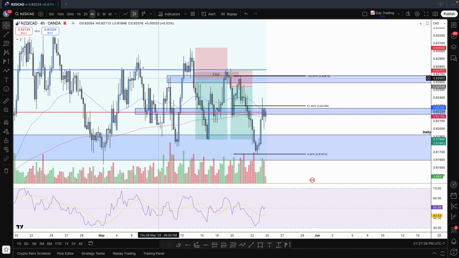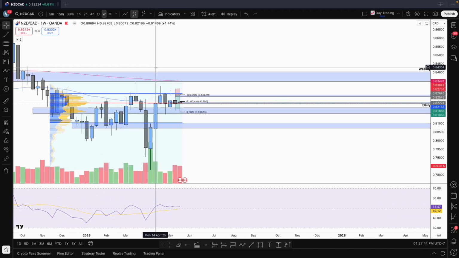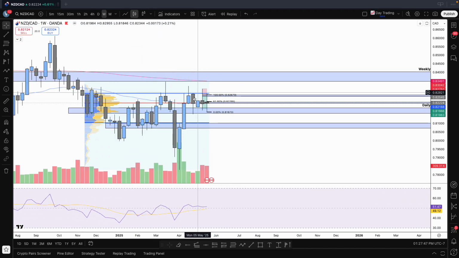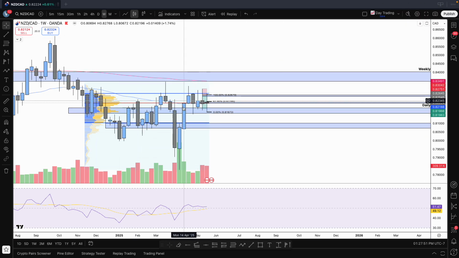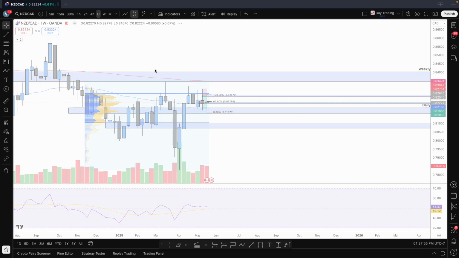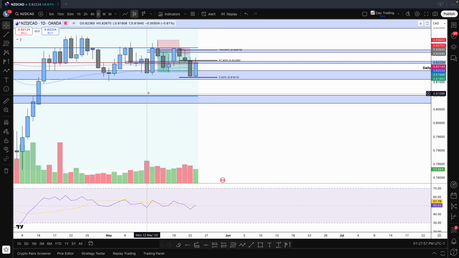Next up is NZDCAD. Pretty much the same thing. Another great trade for me this last week. The weekly doesn't really show much. We can see that there's a lot of consolidation going on over the last two weeks. The daily gives us a better idea as to what's happening.